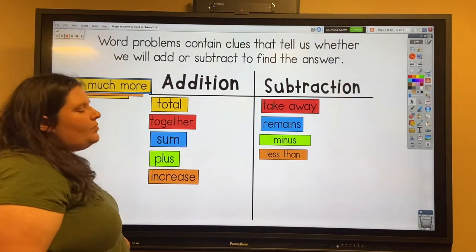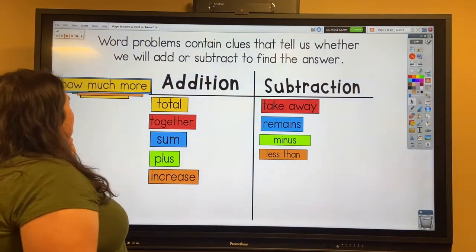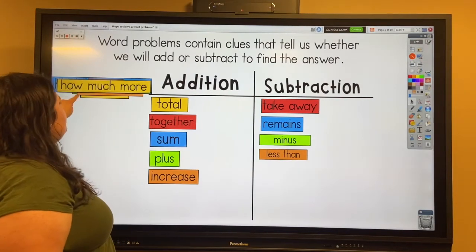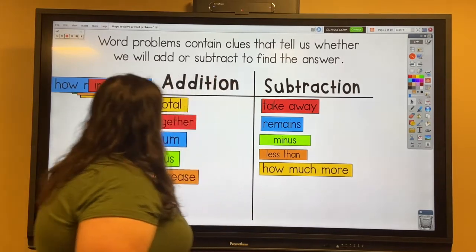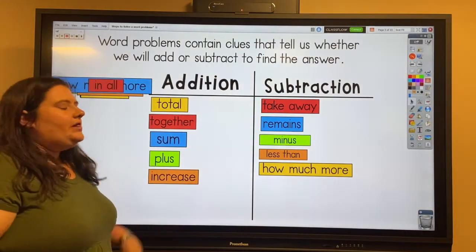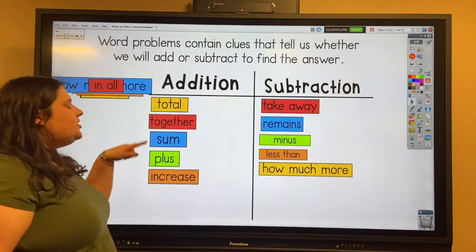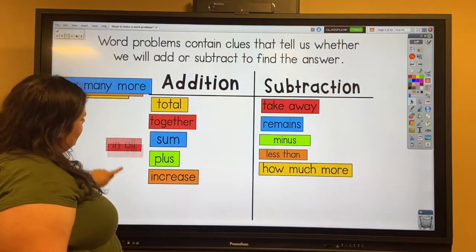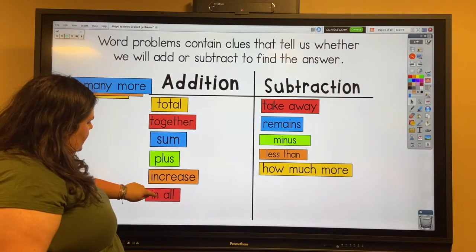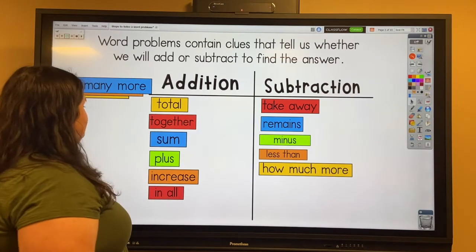How much more? When I'm reading how much more in a word problem, it usually means that I'm subtracting. In all. In all is very similar to total and together. They want to know how much is there in all. So I'm going to slide in all underneath addition.